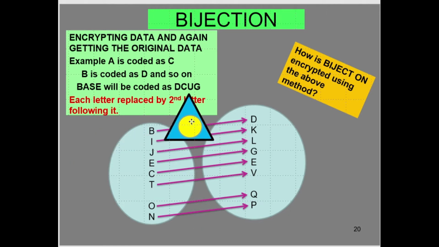Now to decrypt and get back the original data, we need to replace each letter in this word by the second letter preceding it. How is BIJECTION encrypted using the above method? In the word bijection, I occurs only once. The encrypted letters are D, K, L, G, E, V, K, Q, P.